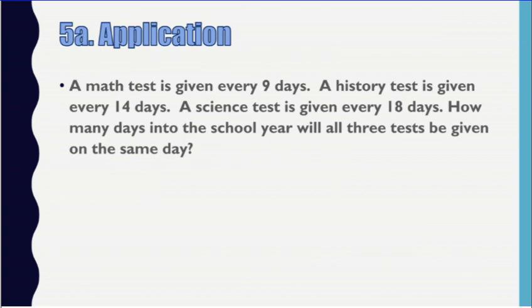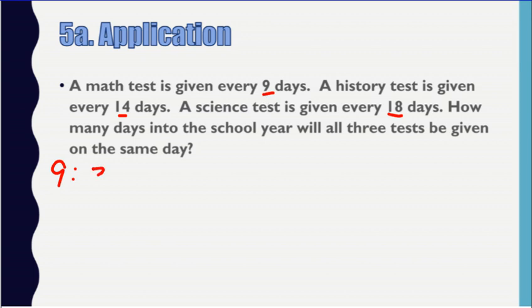Math test is given every 9 days. A history test is given every 14 days. A science test is given every 18 days. How many days into the school year will all three tests be given on the same day? So I'm just going to be looking at 9, 18, and 14. Find the least common multiple of those days.